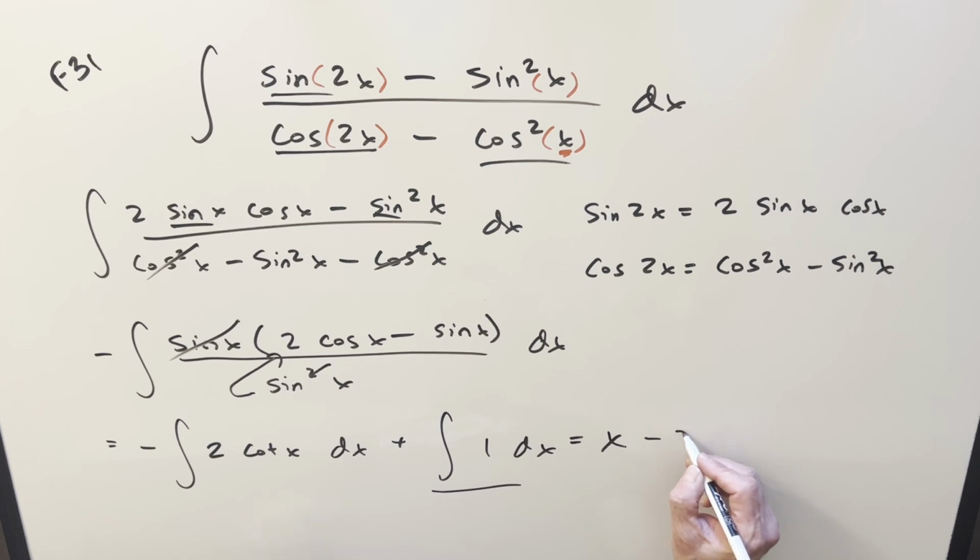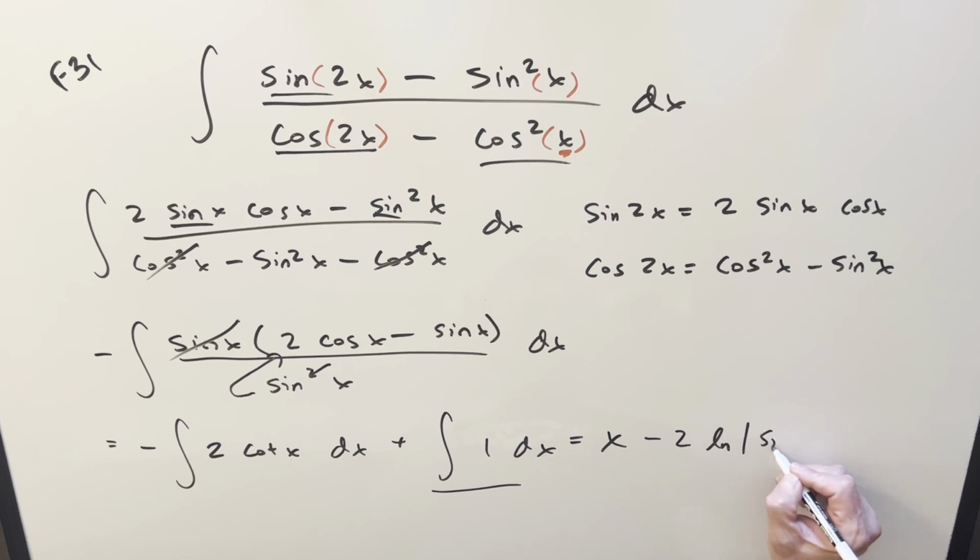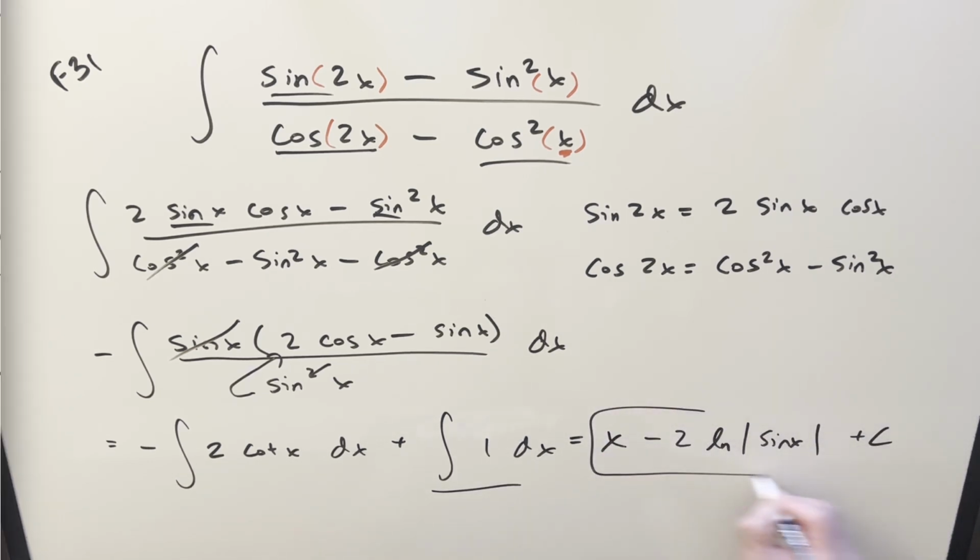Over here, we're going to have minus 2 times the integral of cotangent x, which is just going to be natural log sine x, or natural log absolute value sine x. Add a plus c on the end, and that's it.